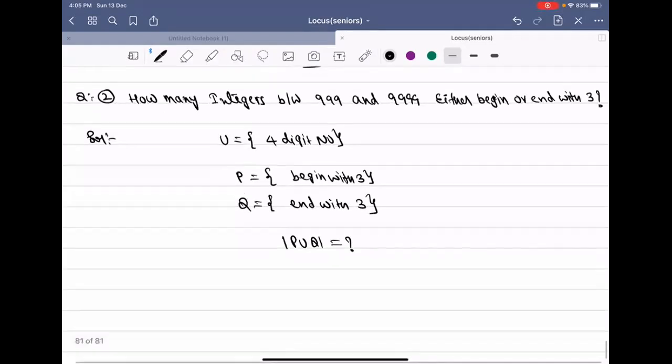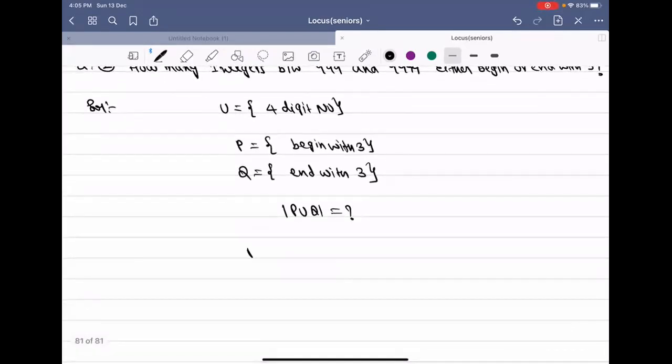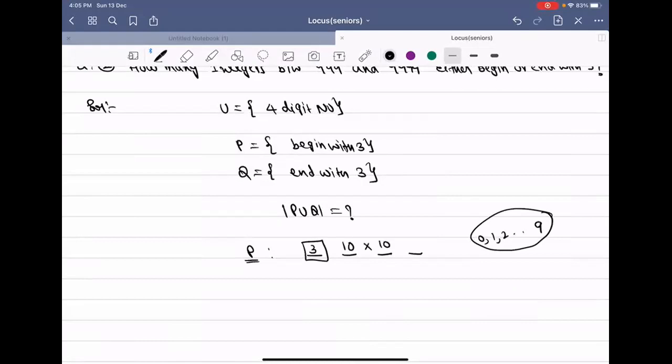So first we calculate the number of elements in P. For P, a 4-digit number must begin with 3. Begin with 3, and 3 is fixed. Now how many available digits are there? 10 digits. So how many numbers will there be? For the remaining places, 10 times 10 times 10. Therefore the number of elements in P is 10 cube.